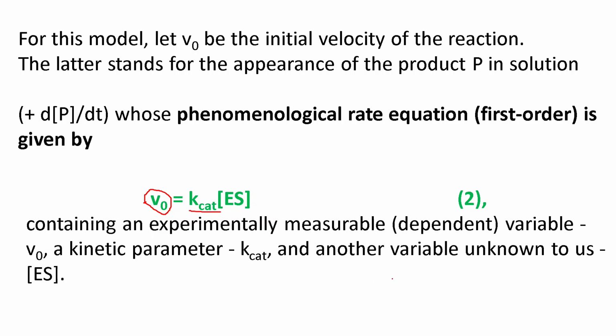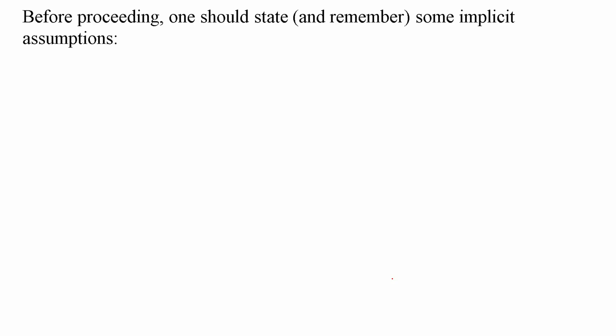And then the other variable, which is [ES], is unknown. It is unknown because once the reaction starts, even though we can measure the speed, we cannot measure the amount of enzyme that binds to the substrate. So we call that an unknown parameter. We can always try to use calculation to find the [ES] at that time.